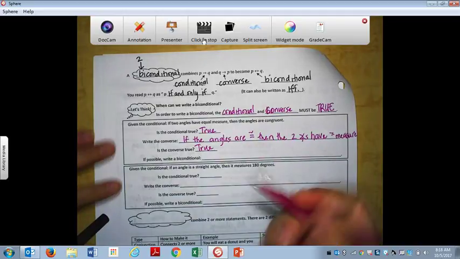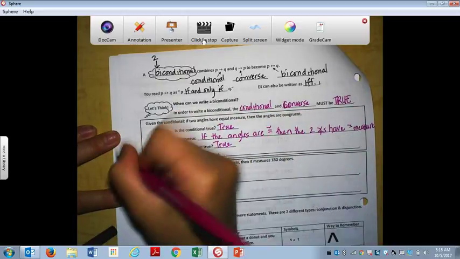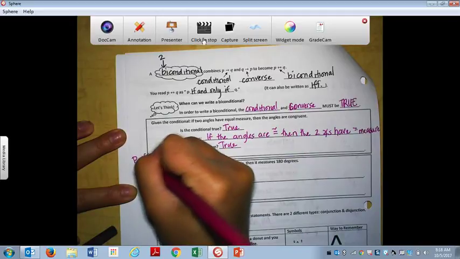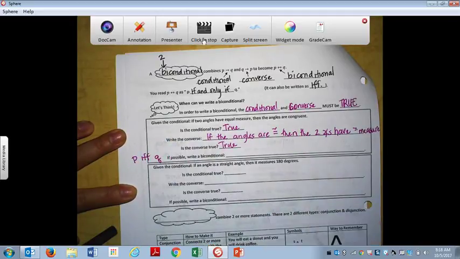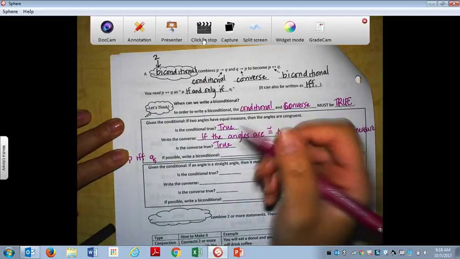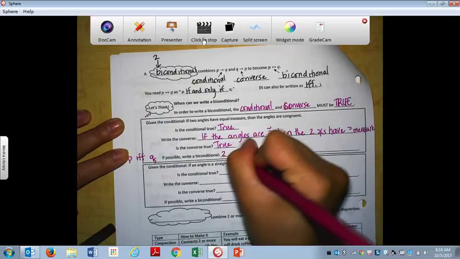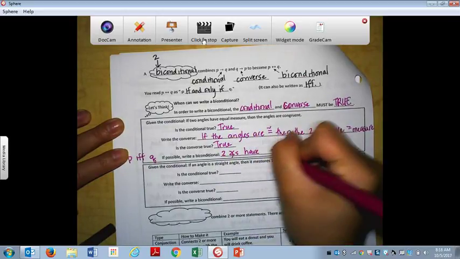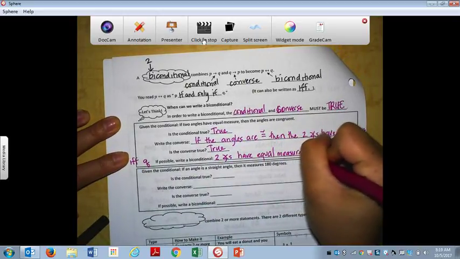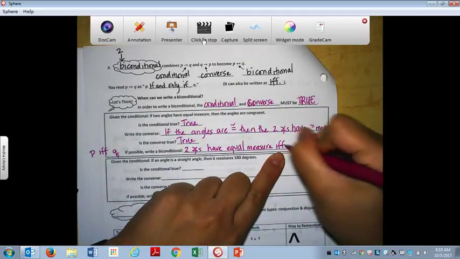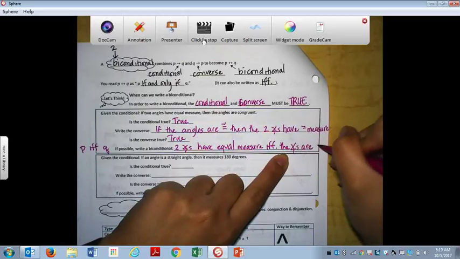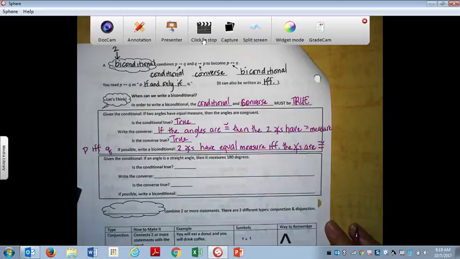Okay? So what you do is you take the P, then you take the IFF, then you take the Q. All right, so that's my little recipe for biconditional. So the P, there's no if and then in a biconditional. You take the P, two angles have equal measure, if and only if the angles are congruent. So I just wrote my biconditional, okay?